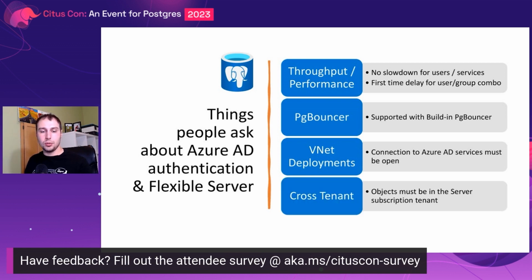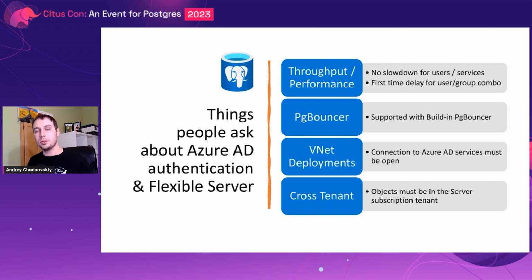If you want to use cross-tenant scenarios, like a user from one tenant connecting to the database in the other tenant, you would need to have that user invited to the tenant where the PostgreSQL subscription is hosted. True cross-tenant scenarios are not supported with Flexible Server at this time. All the objects connecting to the Postgres database have to be from the same tenant as the PostgreSQL Server subscription.